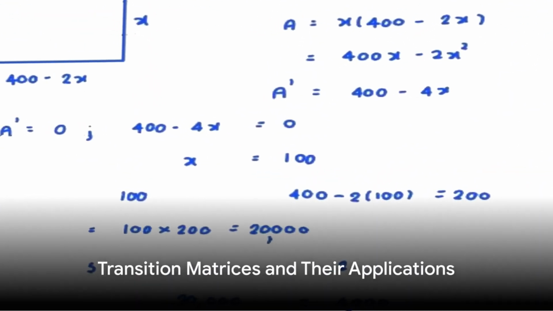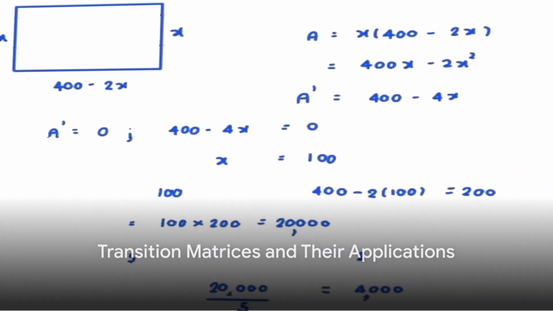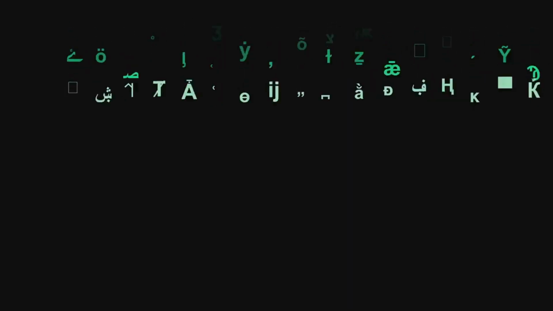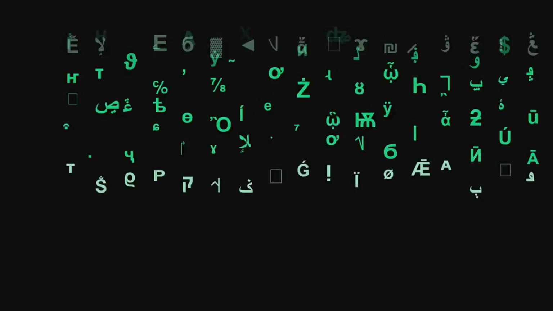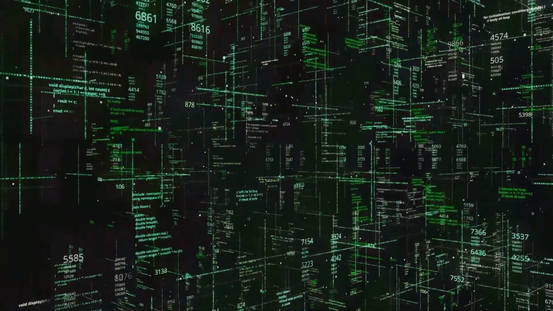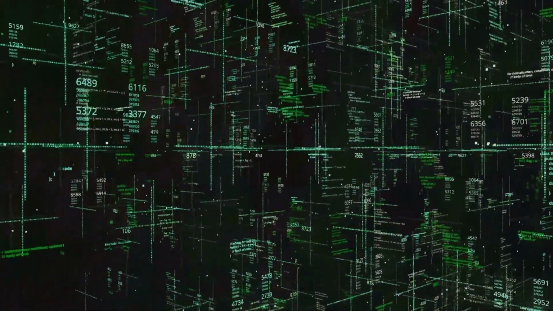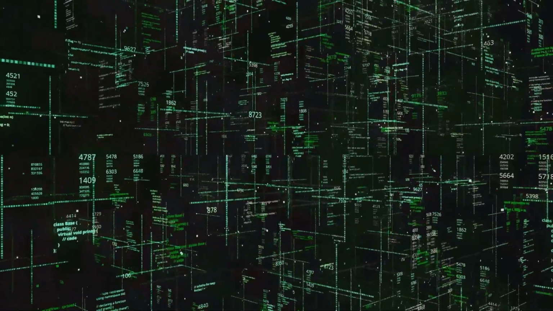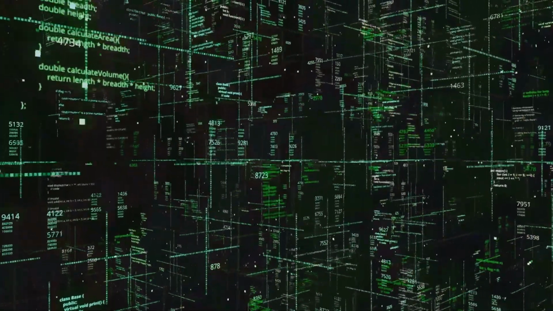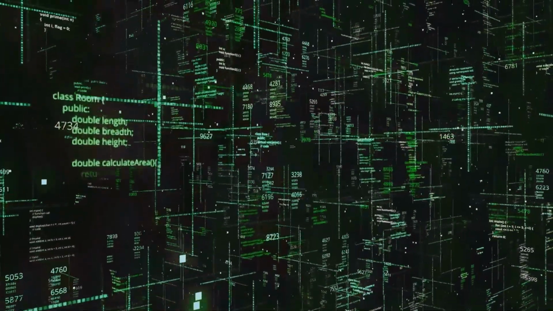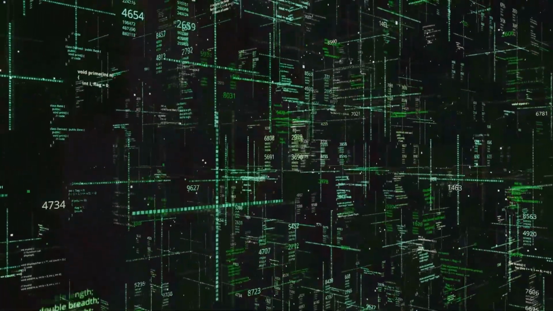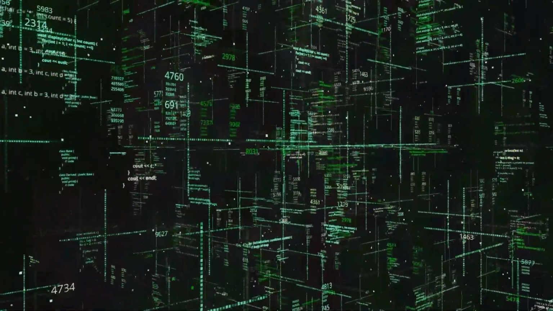Now that we've got a handle on transition diagrams, let's delve into transition matrices. A transition matrix, in essence, is a square matrix used to describe the transitions in a finite Markov chain. It's derived from a transition diagram, where each state corresponds to a row and column, and the entries in the matrix represent the probability of transitioning from one state to another.